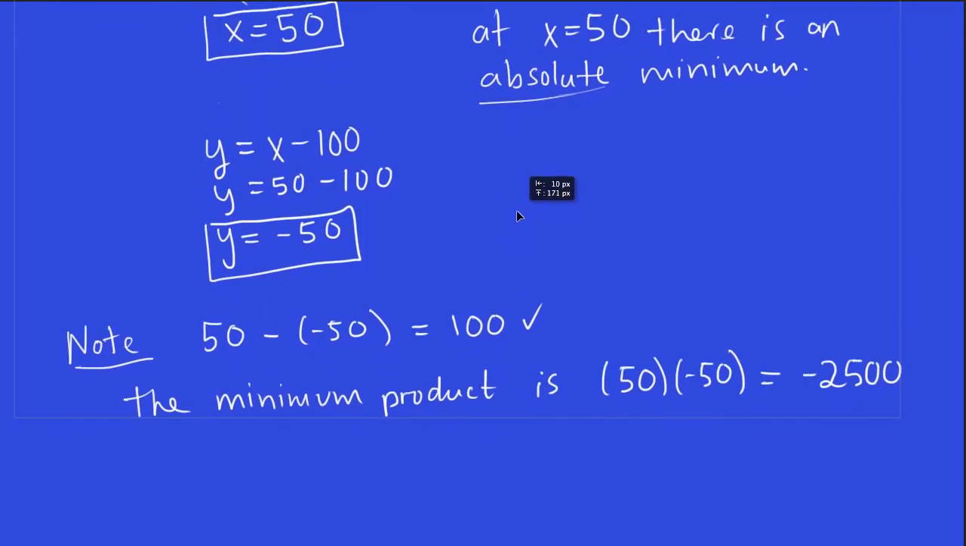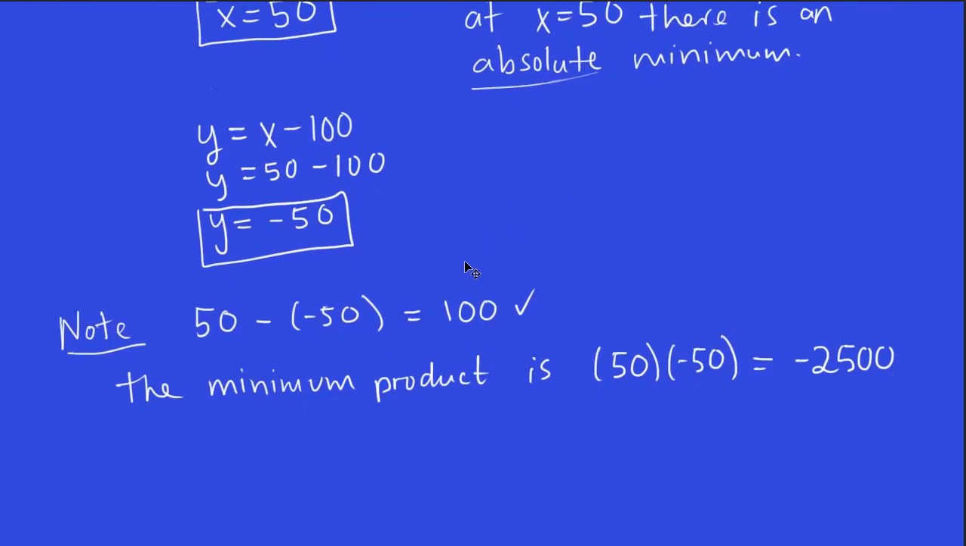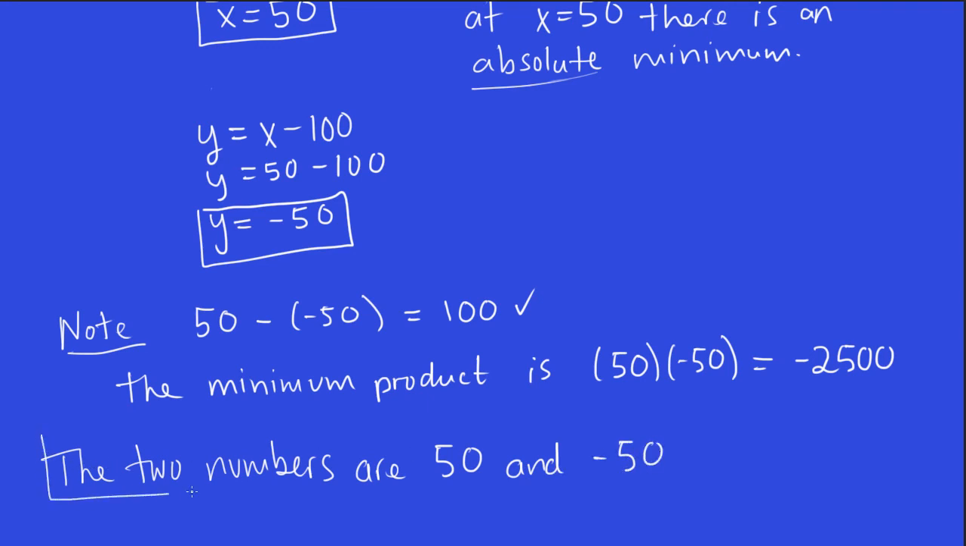So we know that, let me just write a little sentence here. The two numbers are 50 and negative 50. And that's all there is for this one.